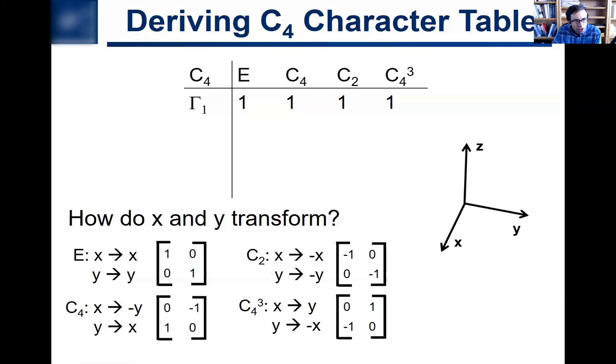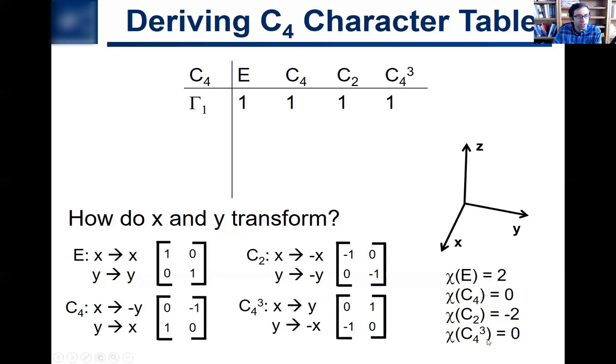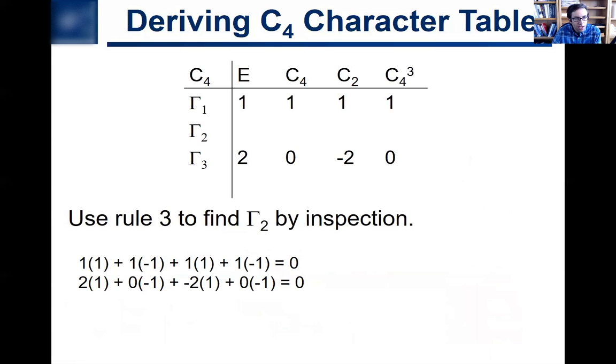And so with all that being said, now you can figure out the characters right from the trace. For identity, it's going to be 2. For C4, it's going to be 0. For C2, it's going to be -2, right? -1 plus -1 is -2. And for C4^3, it's going to be 0, 0 plus 0. So at this point, it's like, where are these imaginary numbers coming from? Right now, it's not quite obvious.